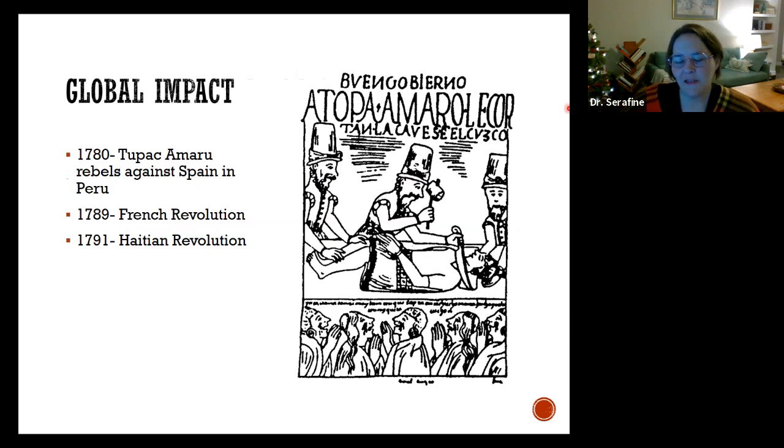Last thing, I'm just going to leave you with some global impacts of the revolution. We're going to still be in the revolution in Module 6. We're not leaving it yet. Global impact, of course, 1780, Tupac Amaru led a rebellion in Peru against Spain. 1789, the French Revolution. 1791, the Haitian Revolution. Both of their revolutionary documents crib heavily from the Declaration of Independence. These are a transatlantic triangle of revolutions that are building on each other.